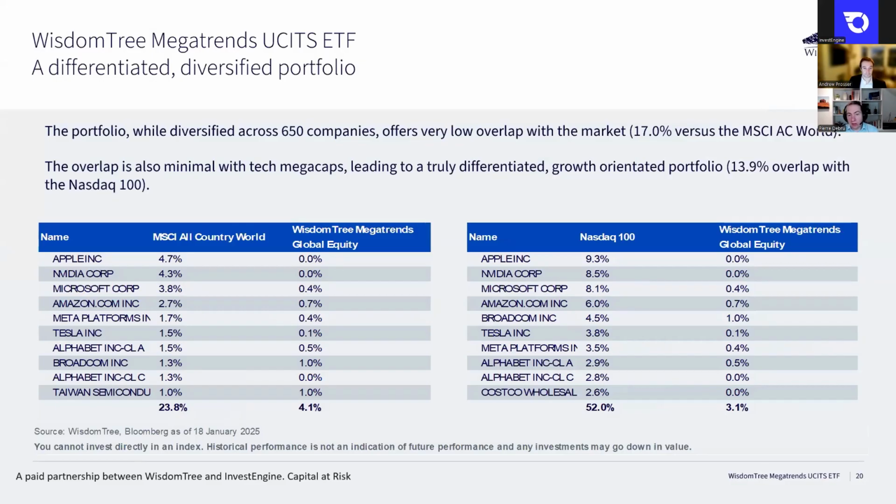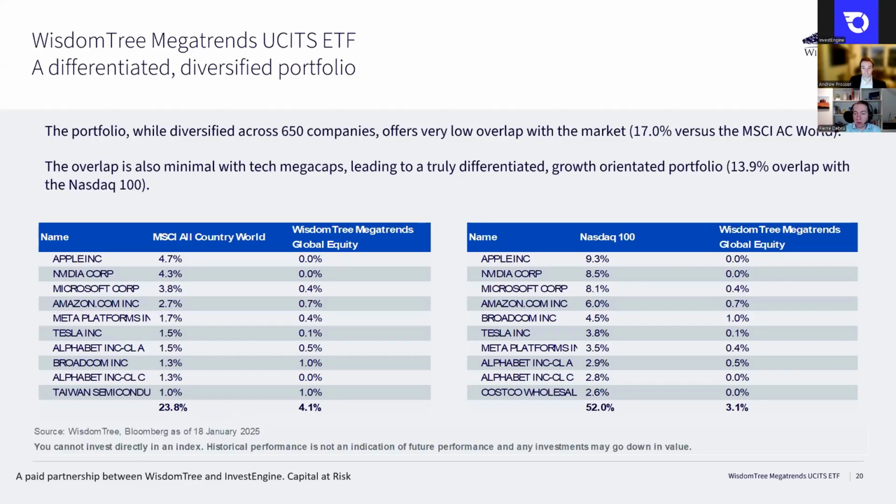The important part, though, is that even if it is 650 companies, the overlap with the MSCI All Country World is only 17%. The overlap with the Nasdaq 100 is only 14%, meaning that it's a portfolio that is mostly different from an MSCI World portfolio or a Nasdaq 100 portfolio, right?